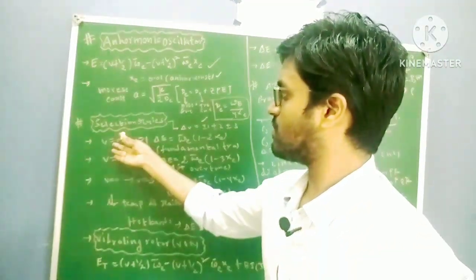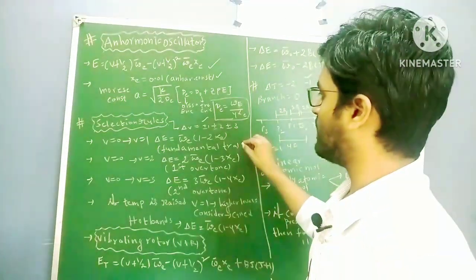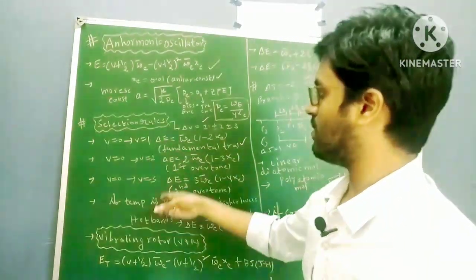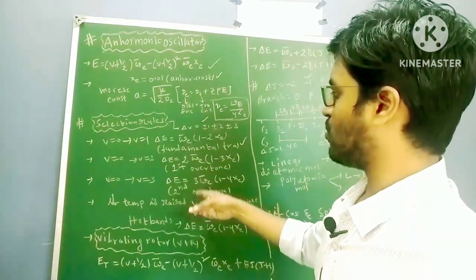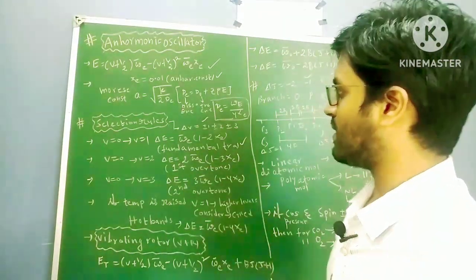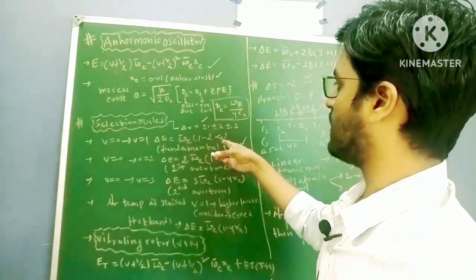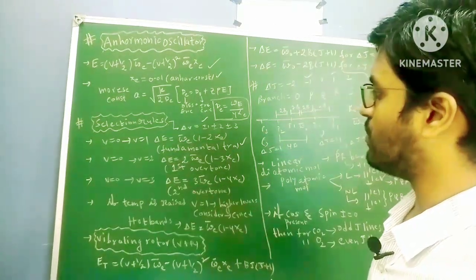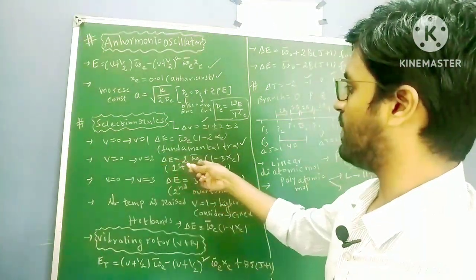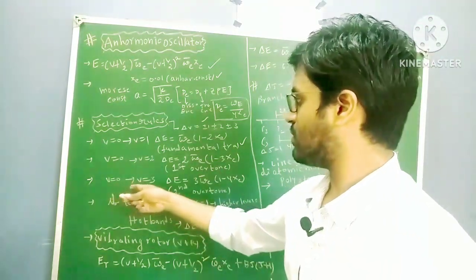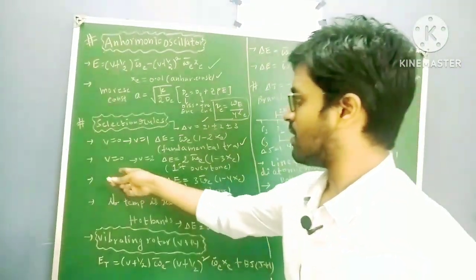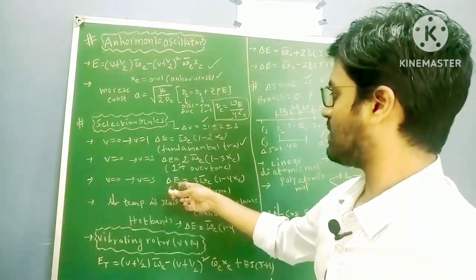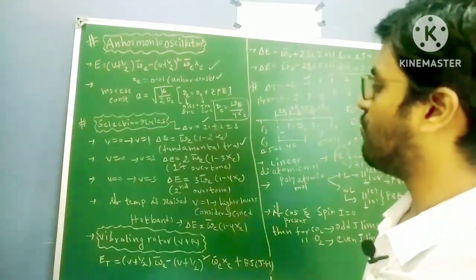So next, whenever the transition from V equal to 0 to V equal to 1, that is nothing but your fundamental transition. Very important things, these are fundamental transitions, first overtone, second overtone, definitely question might come. Delta E equal to omega bar E into 1 minus 2xe. This is the formula for fundamental transition. Whenever the transition from V equal to 0 to V equal to 2, first overtone, delta E equal to 2 omega bar E into 1 minus 3xe. V equal to 0 to V equal to 3 transition means from the level V equal to 0 to level V equal to 3 transition, second overtone, delta E equal to 3 omega bar E into 1 minus 4xe.